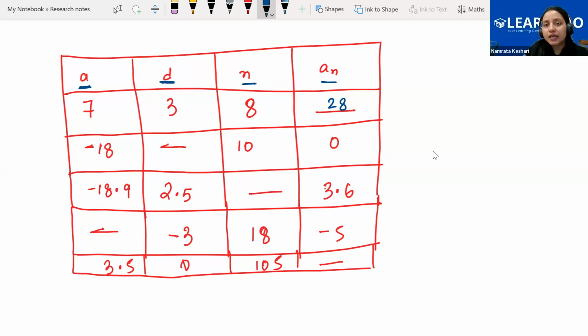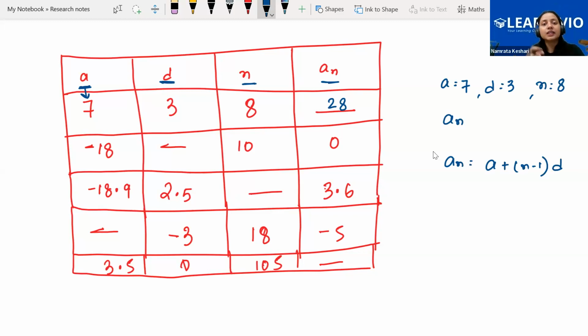In the first row, 7 is there. So basically A is 7 in the first row. A is 7, D is 3, and we have to find the nth term, and the formula is AN is equal to A plus N minus 1 times D. This formula we will be using to find.